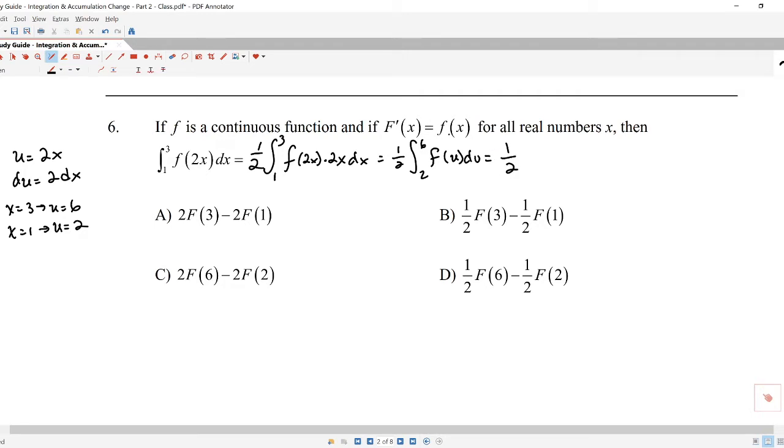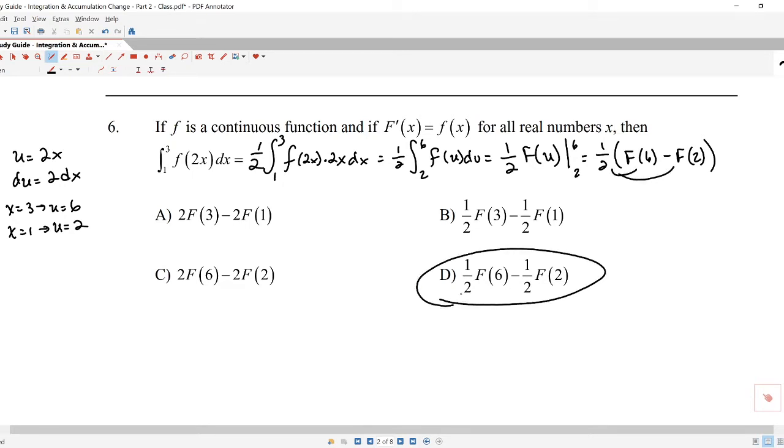Now we do know that little f is the derivative of big F. So big F is the antiderivative of little f. So the integral of f of u would be big F of u evaluated from 2 to 6. So I have 1/2 times big F of 6 minus big F of 2. And we can distribute that 1/2. We get 1/2 big F of 6 minus 1/2 big F of 2.